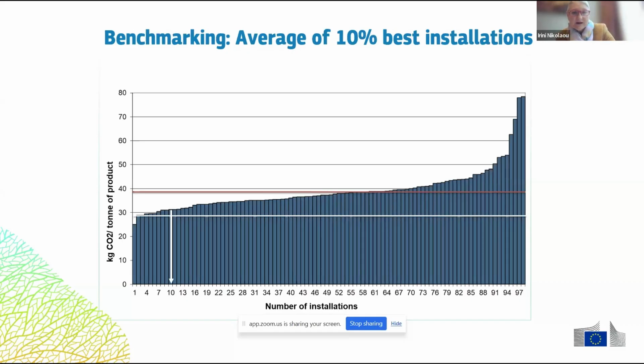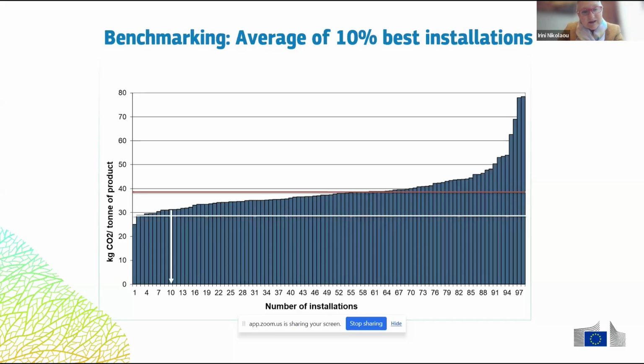And this is the white line. If we decided to take the average of all the installations in the same product benchmark, then it would be the red line. That means that we would give more free allocation, if you remember the formula. So the higher the benchmark, the higher the free allocation that they receive. We decided to have the 10% best, which means that they receive less.